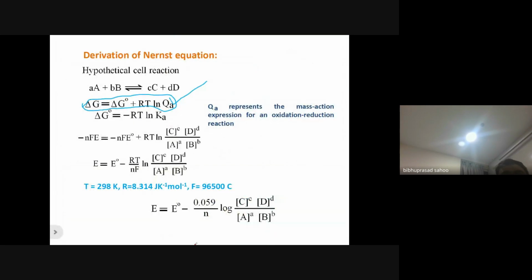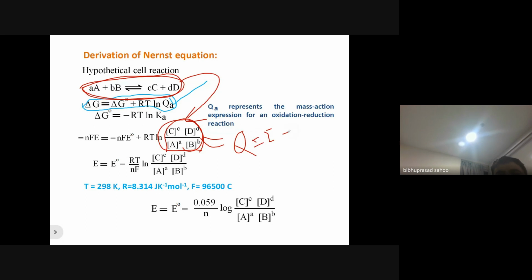So see here, in this reaction, it is generally written with all the things taken here. But here no ionic species is mentioned, which is actually incorrect. Here we have to consider, this is Q. We should consider the concentration of ionic species in the product side divided by the concentration of ionic species in the reactant side. This is the product side, this is the reactant side, only ionic species.